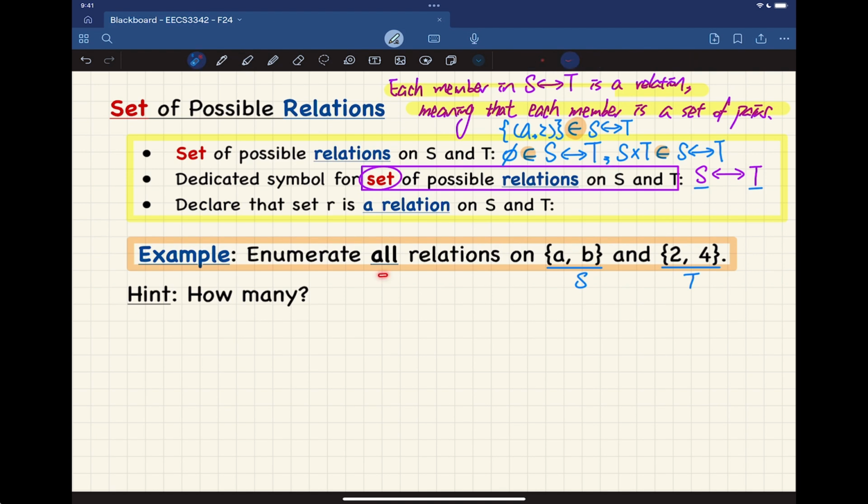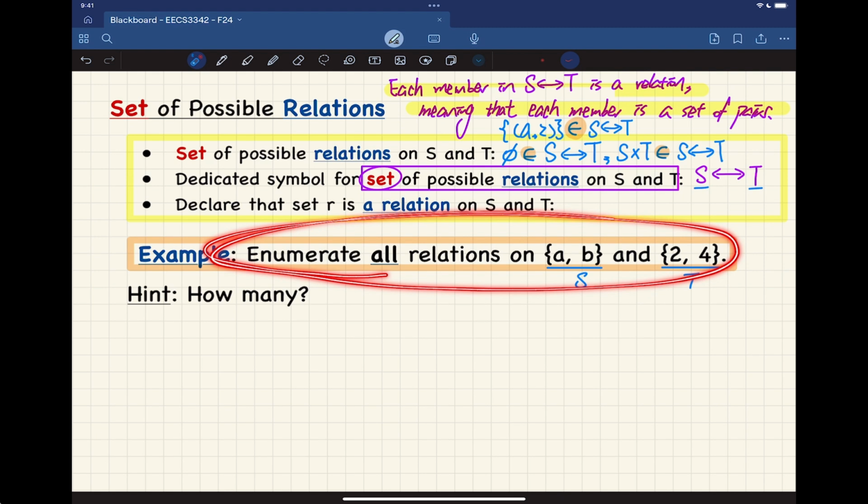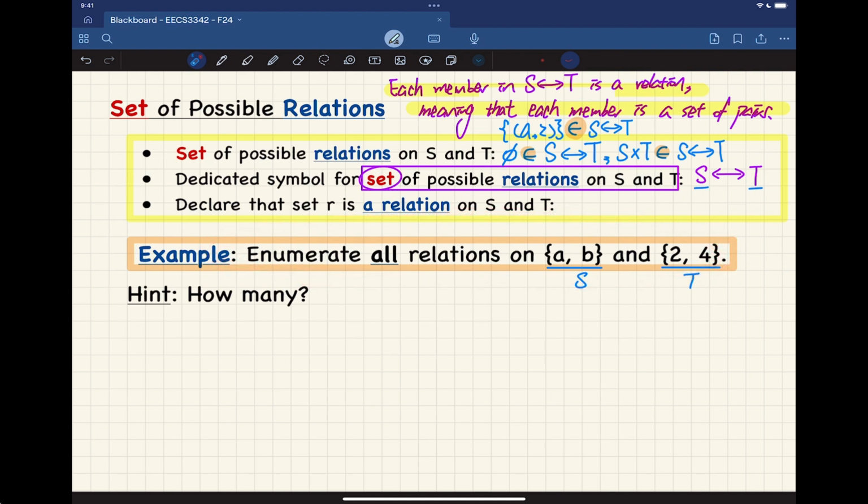And let's now talk about this one here. And then I will give you some equivalent expression in a moment. Let's try to figure out all the possible relations between these two sets. The order does matter. So here we say S relation T, by definition, is going to be a set. Every member there is a relation. So I'm going to say this is equal to a big set over here.